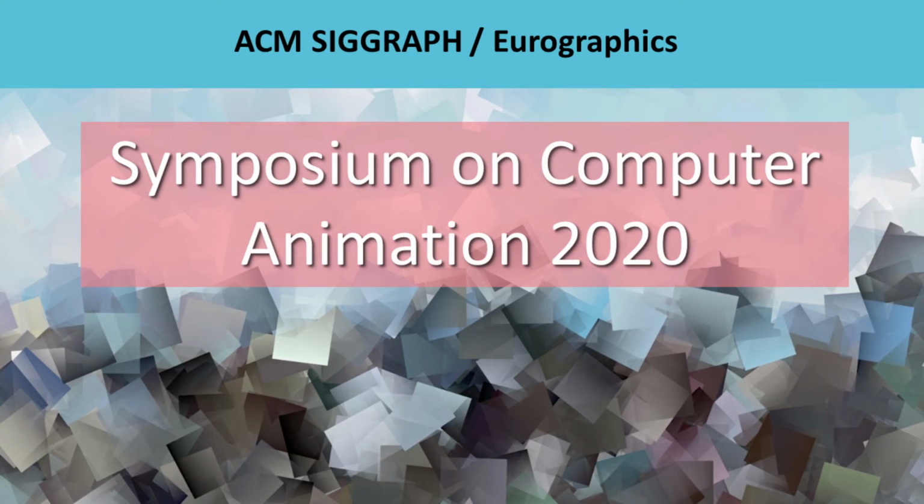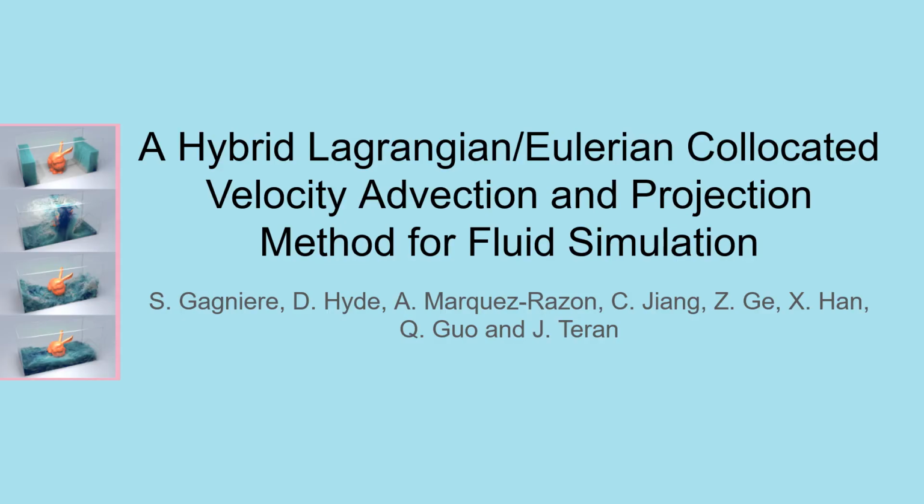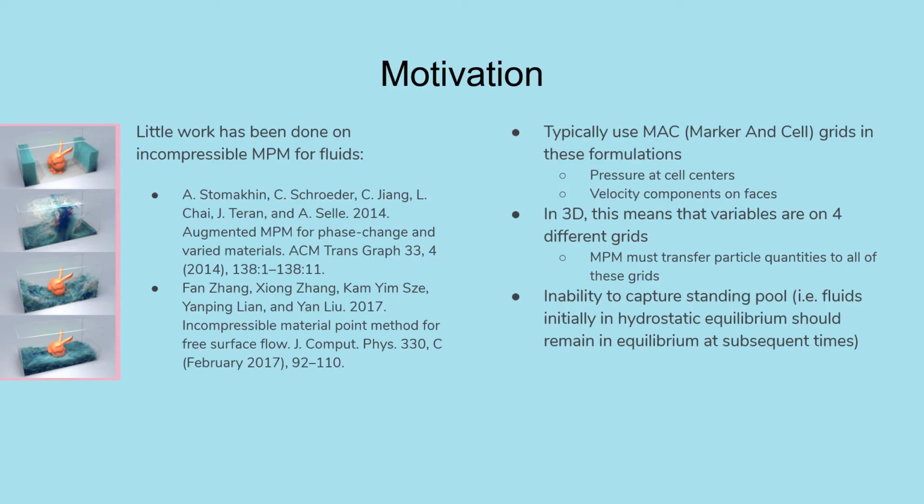Hello, SCA2020. Our paper is a hybrid Lagrangian Eulerian collocated velocity advection and projection method for fluid simulation. Little work has been done on incompressible MPM for fluids. Some papers on this are listed here: Augmented MPM for phase change in varied materials by Stomakhin et al., and incompressible material point method for free surface flow by Fang et al.